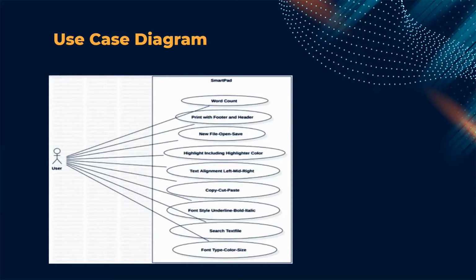A user can copy, cut, and paste just as you could in Word or Google Sheets. You can change font style: underlined, bold, and italic, any text that you desire within the text editor. We can search the text file, using Command F if you're on a Mac, or Control F, to search for any keywords that you would need. And last but not least, you can choose font type, color, and size on the text editor.